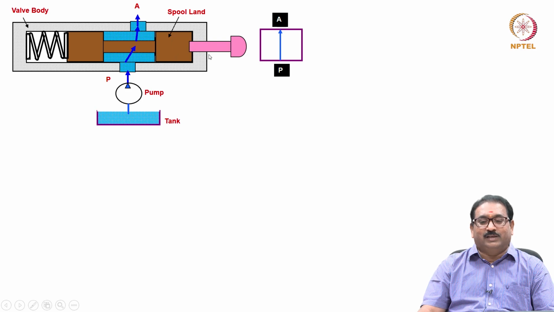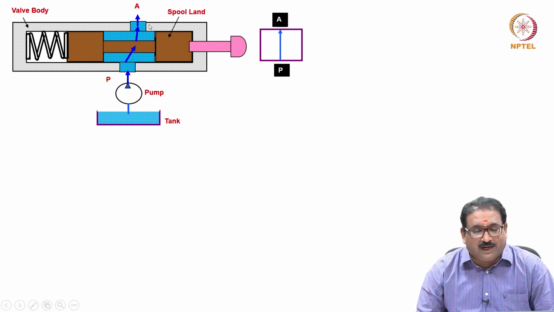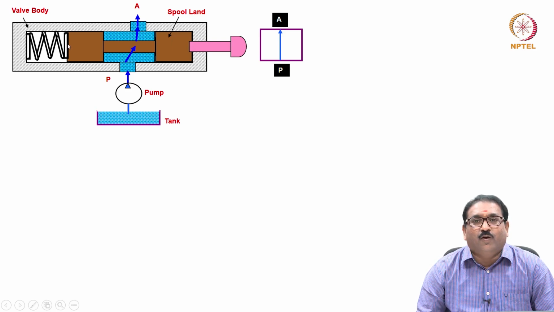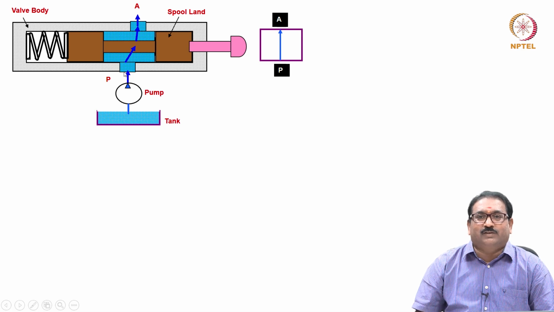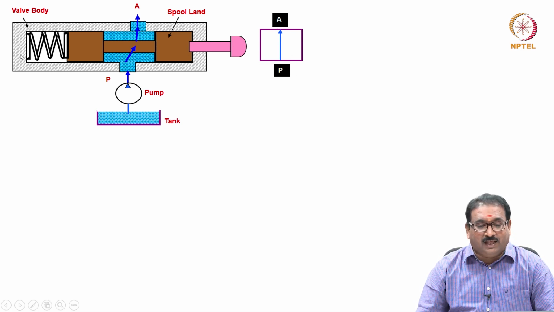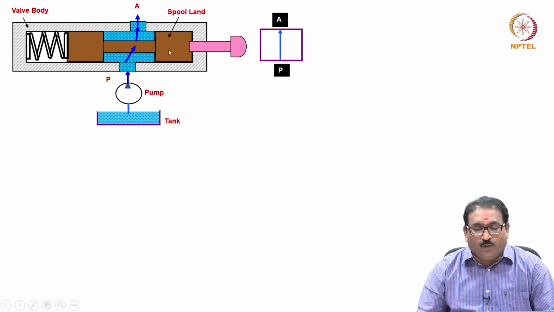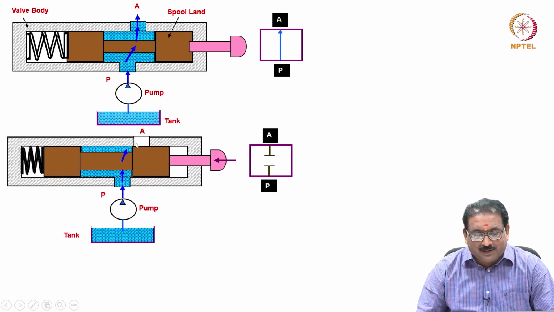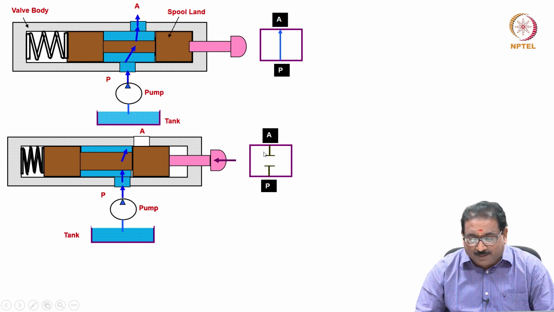See here, now in the sketch, the spool lands are placed in such a fashion that, using the stiff spring, A is always receiving a flow from P. That is why it is known as P is open port in the null position. When you press this button, what happens? The spool land covers A. Then no flow to A. This represents A is not receiving the flow.